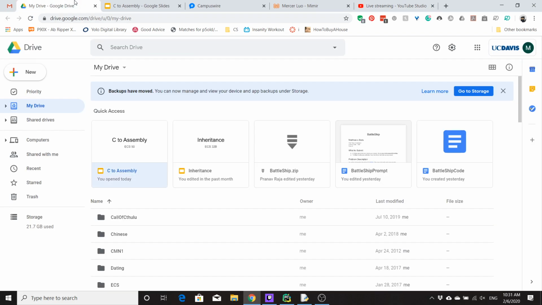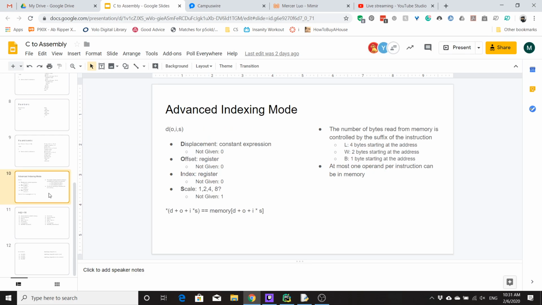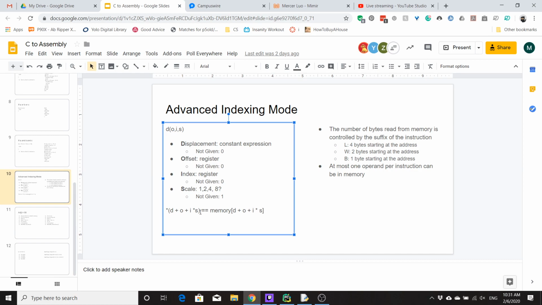Okay, so, right, we were translating common C expressions over to assembly code. We were working with the advanced indexing mode. When you use it, it looks like D, O, I, S, and the effect of this expression is to get the memory at location D plus O plus I times S. Or again, it looks like dereferenced D plus O plus I times S, that location of memory. The displacement, the D field, has to be a constant expression. The offset has to be a register. Index has to be a register, and scale can be 1, 2, 4, and maybe 8.